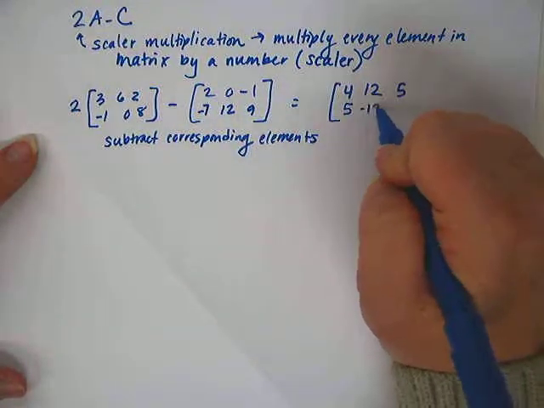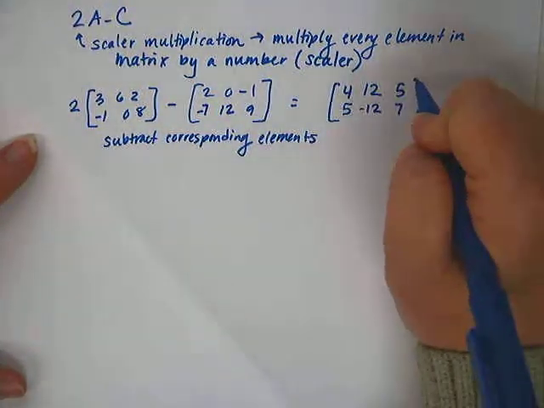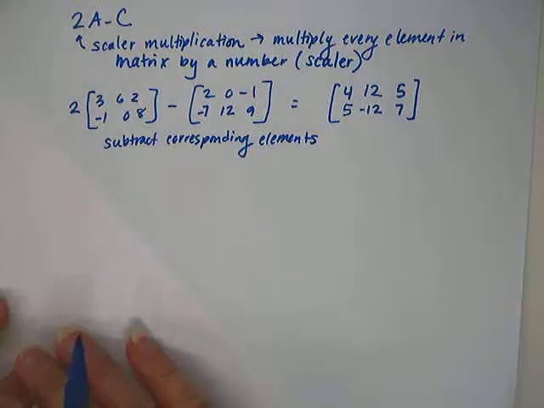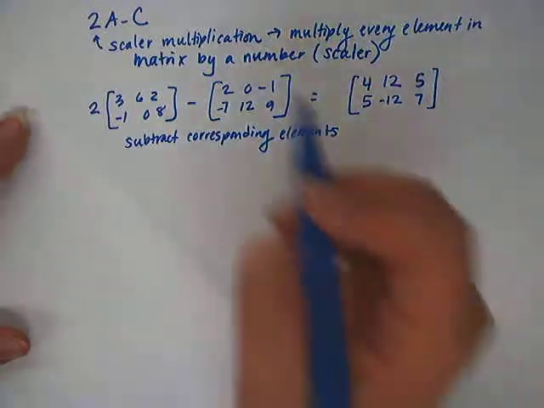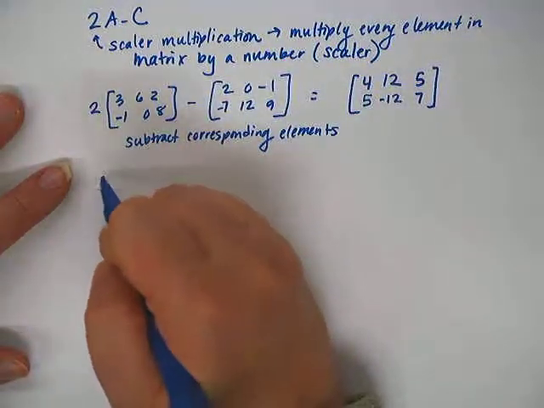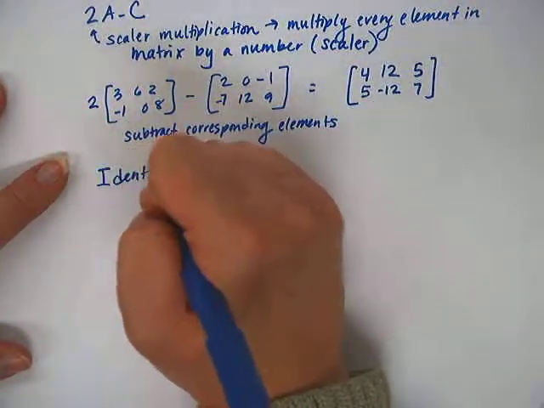Good. 2 times 0 is 0, minus 12. 2 times 8 is 16, minus 9. So that should be our answer. Would it be really easy to make teeny tiny mistakes in those? Yeah, be careful.